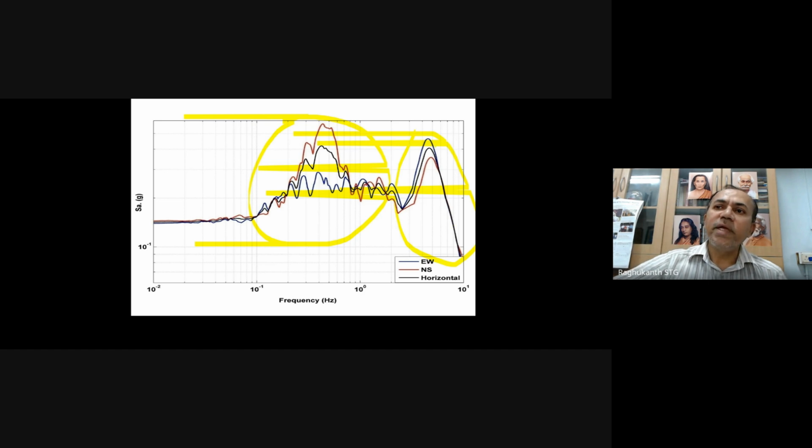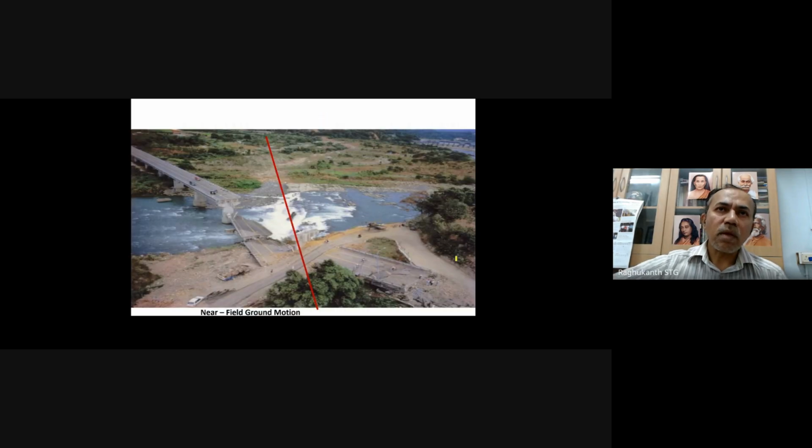Sometimes you will see these peaks at the long period, not only during near field. Suppose your site is located in a basin, like the Ganga basin or some type of basin structure, then also you see this type of amplification in the long period. But the near field feature, essentially the long period content, will get amplified when you are located very close to a seismic source. So now this is how it is for the Chichi earthquake.